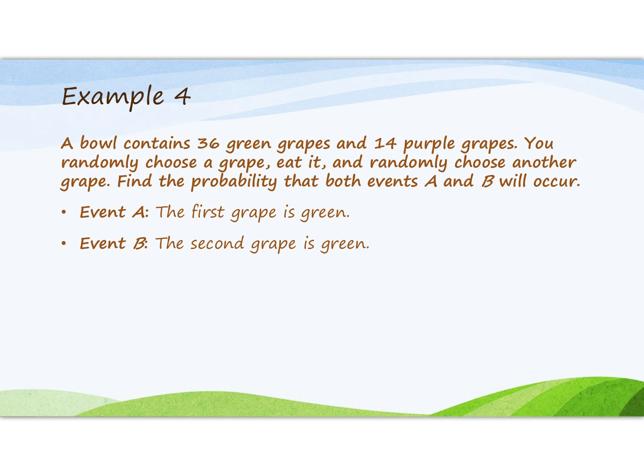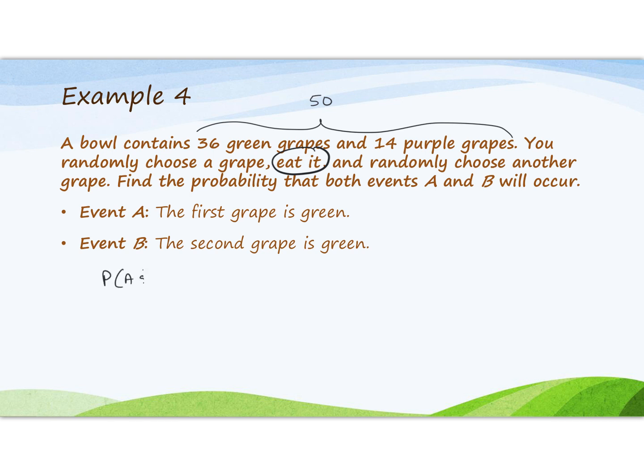Here I got another problem. It says I have 36 green grapes and 14 purple grapes. Now together I have a total of 50 grapes. You randomly choose a grape and you eat it. So realize that means you don't return it, right? You pick a grape, but you're not putting it back in. And then you randomly choose another grape. Find the probability that both events will occur.